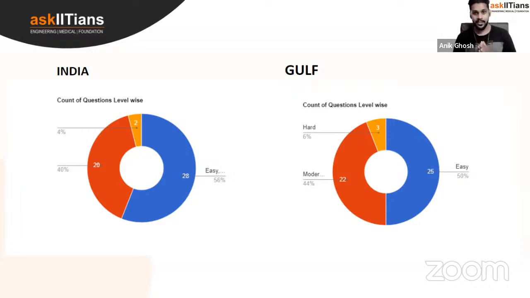But I feel like there were three difficult questions in the Gulf paper, and there were two difficult questions in the Indian paper. And I feel like the Gulf paper was much more conceptual. It was not difficult, it was conceptual. So the Indian paper was just like, if you see it, you can just take it out and write it. But for the Gulf paper, it's not going to be that simple. You cannot be just segregated that simply.